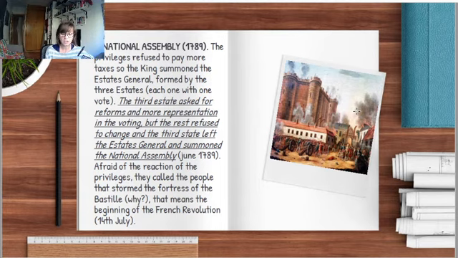Afraid of the reaction of the privileged, they called the people, who stormed the fortress of the Bastille. That means the beginning of the French Revolution, the 14th of July of 1789. This is the outbreak.